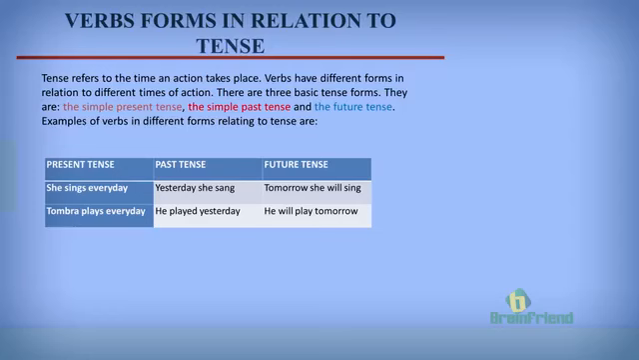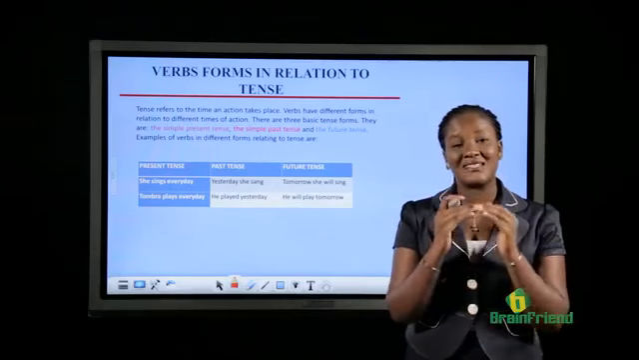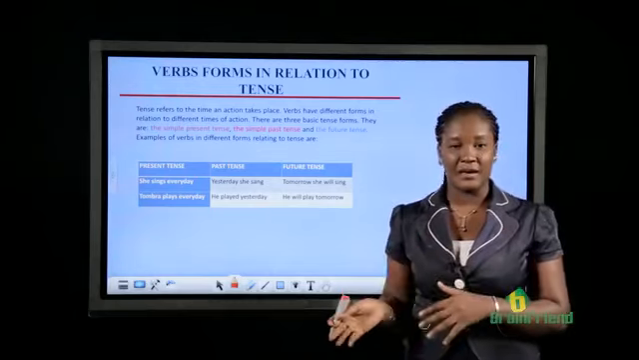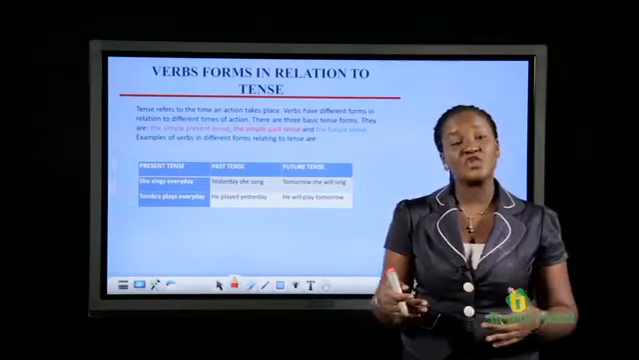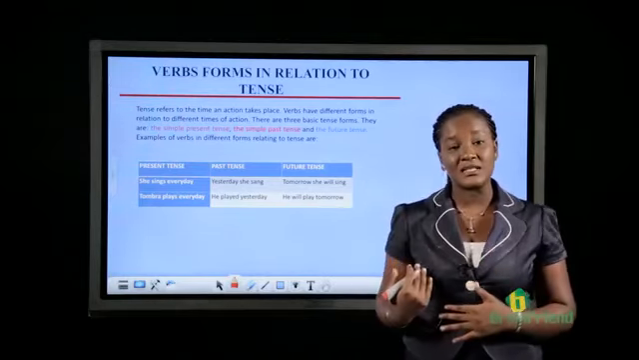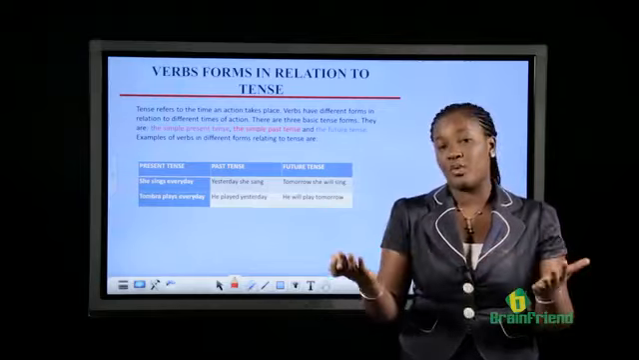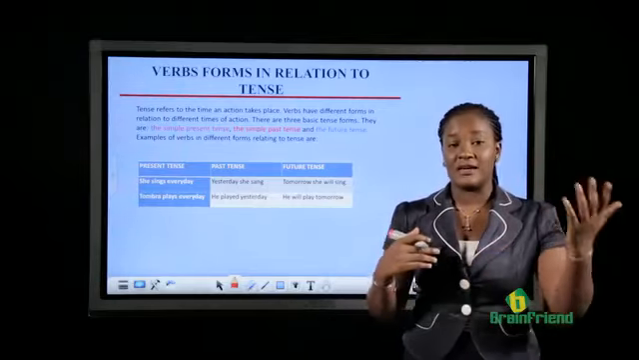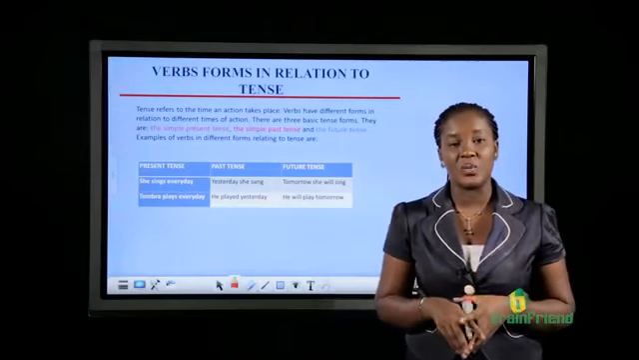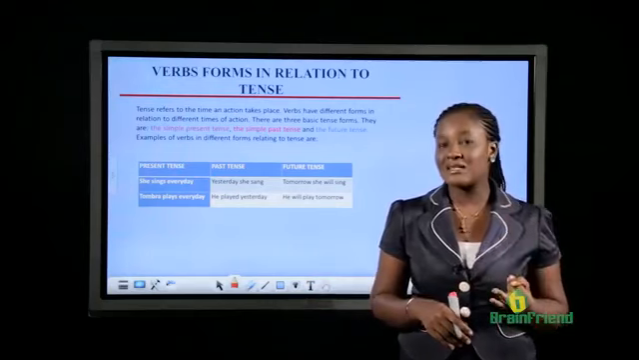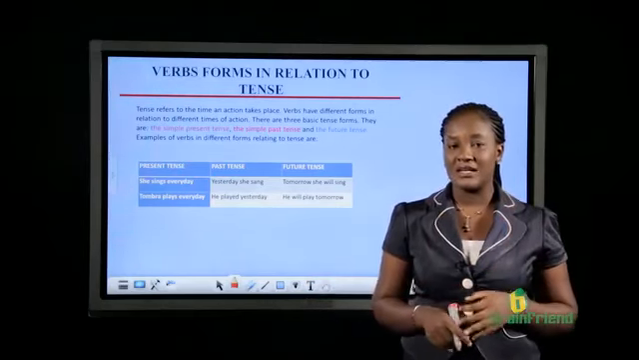Now let's look at how verb forms should agree with tense. Remember I said tense refers to the time an action takes place. Every action takes place at a particular point in time. Some actions are taking place now, that is presently. Some actions took place yesterday, that is past tense. And some actions will take place tomorrow or next week or in years to come, that is future tense. So we have three basic tenses in English language: the present tense, the past tense, and the future tense.